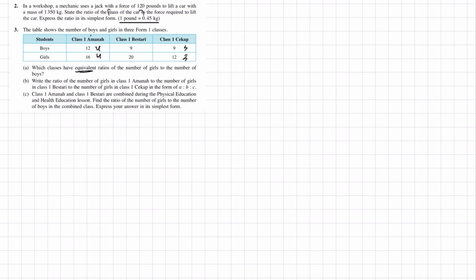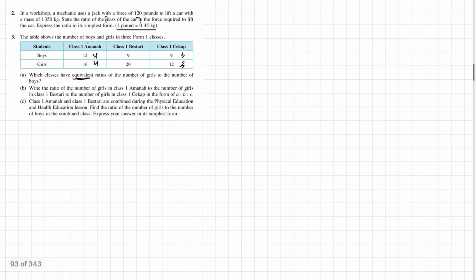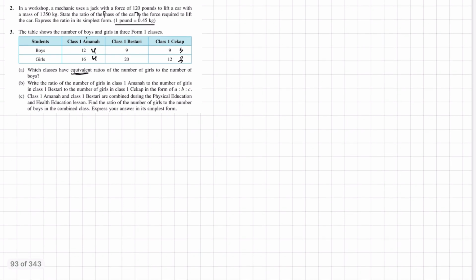Number 2 gives us the numbers: 120 pounds is required to lift a mass of 1,350 kilograms. So 120 pounds is equivalent to lifting 1,350 kilograms. It wants the mass of the car to the force required, so we need to convert to mass. So 120 pounds equals 120 times 0.5.